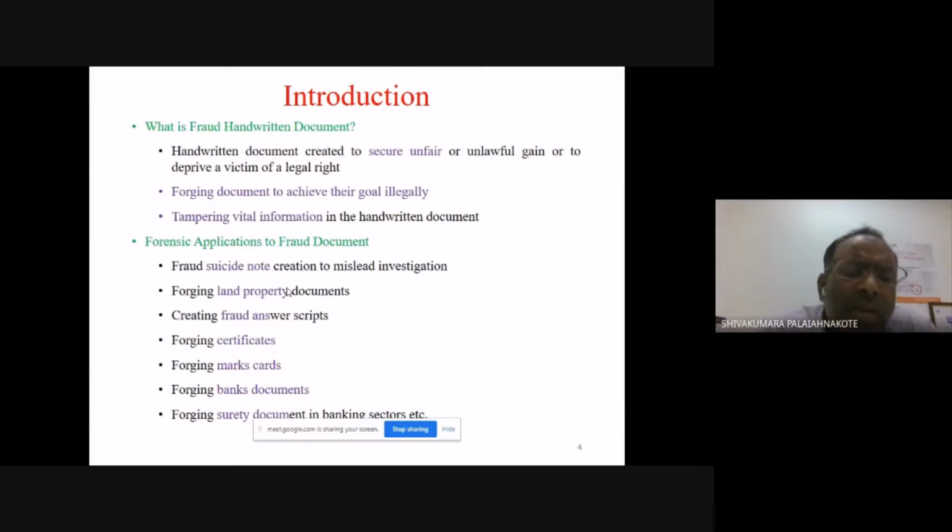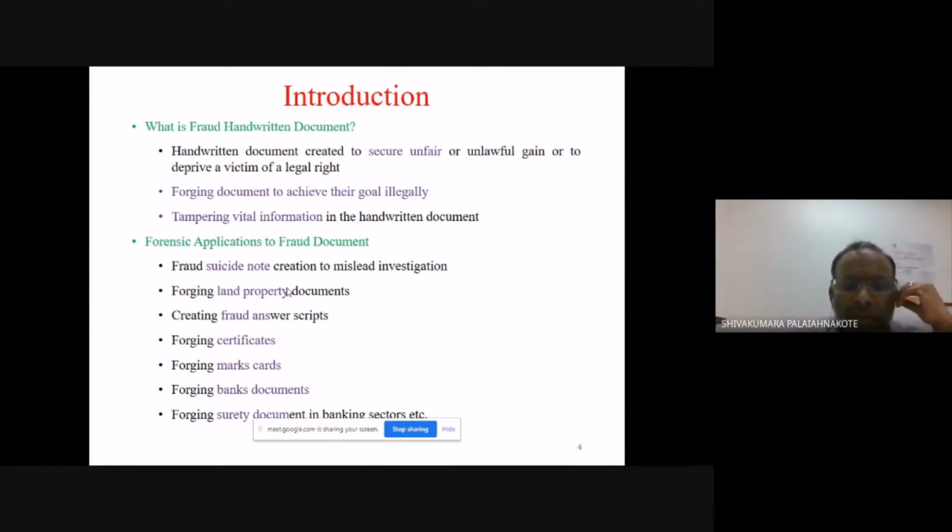So we have seen so many cases in Karnataka. Now the question is something like this. There are two cases. One case is a suicide note. Another case is replacing a new answer script with an old answer script. Now you tell me how you can say that this is genuine and this is a fraud one. How can you say? This is the problem here.